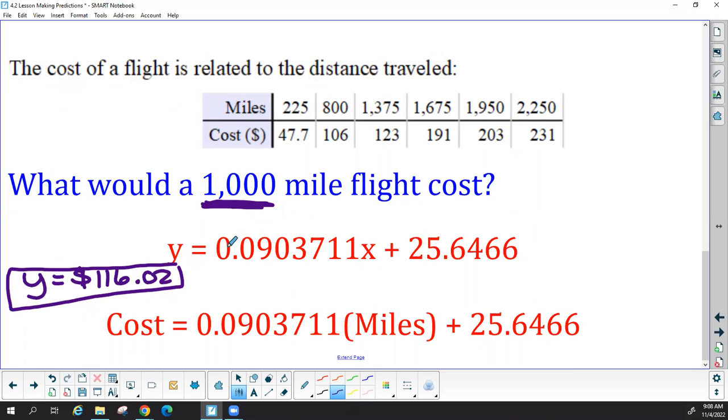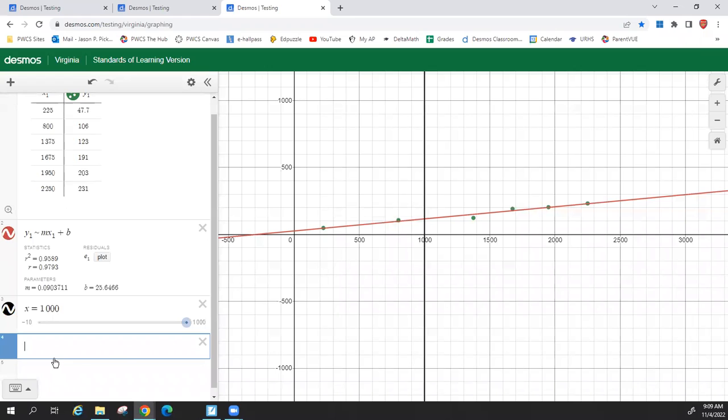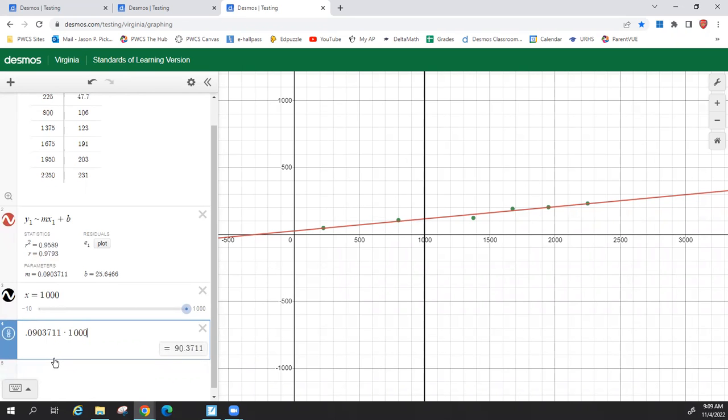Again, the other way to do that would be to type this right side of the equation into Desmos and replace X with 1,000. I know I didn't do it on the last one, but let's do it on this one. I could take my slope, 0.0903711, and multiply that by 1,000. Then I'm going to add to that my y-intercept, 25.6466. And there we go. We get approximately the same answer, 116.0177. We'd round that to 2 cents. So we could get the same answer both ways.